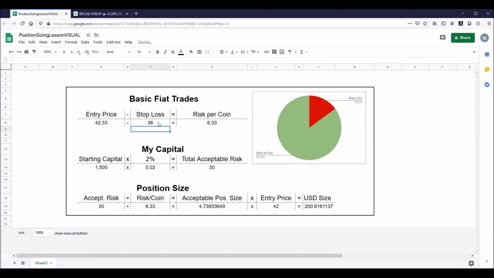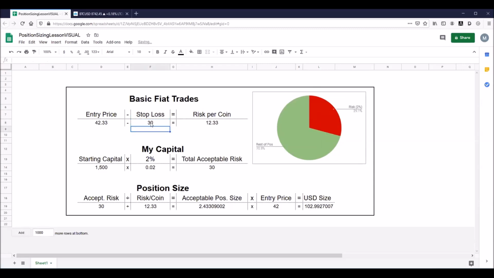Everybody with me so far? Hopefully the visual is helping some of you that have a hard time just seeing the abstract numbers on paper. You can visually see as I drop the stop loss in this example, my position size has to go down, and my 2% is now taking up more of my total position. Because my 2% doesn't change, if my position size gets smaller, my 2% is going to take up a bigger piece of the total position.